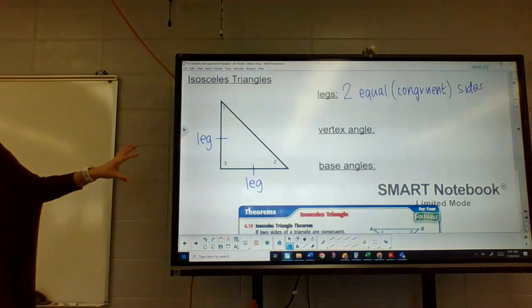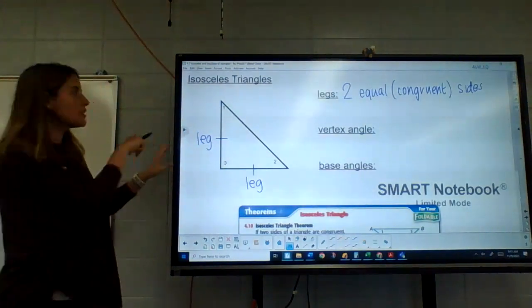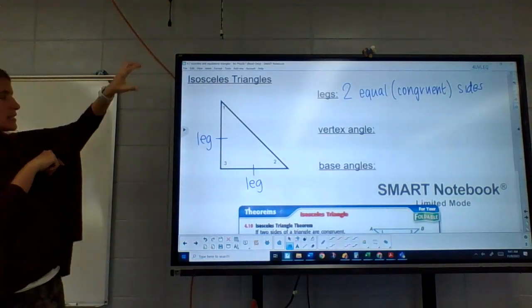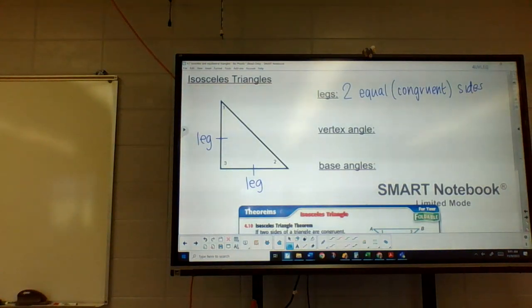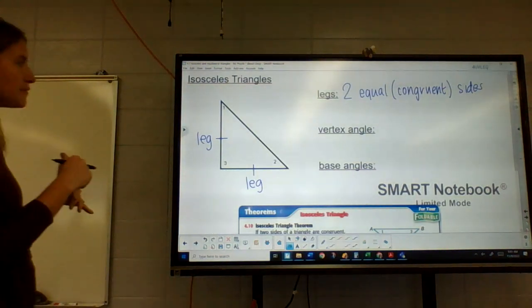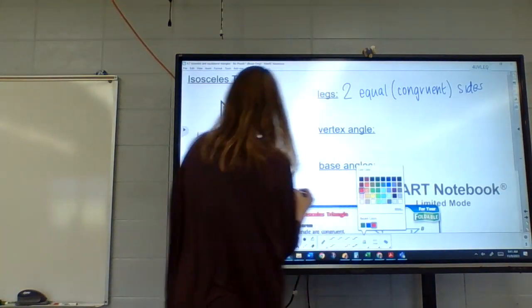So legs are equal in a triangle. Now, again, the drawings I had up there are also isosceles triangles. So the fact that this one looks like a 90-degree angle, don't let that throw you off. The vertex angle is the one that is formed by the legs.